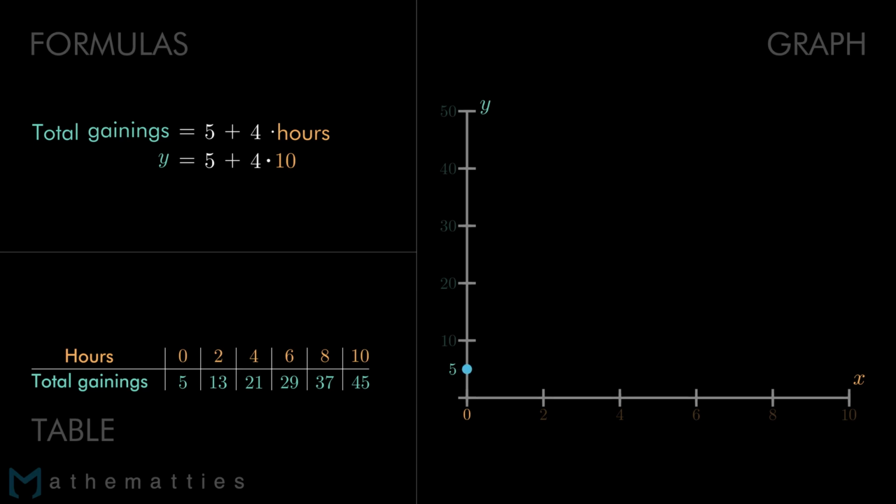And that is why it is convenient to start with 0 in our table, because now you can immediately see where we intersect the y-axis, which is often needed for further computation. To find our next point, we use 2 hours of work, so a 2 on the x-axis, which should correspond with 13 dollars of gainings, so we have 13 on the y-axis. We then find the intersection and draw our point. We do the same for all columns in the table.